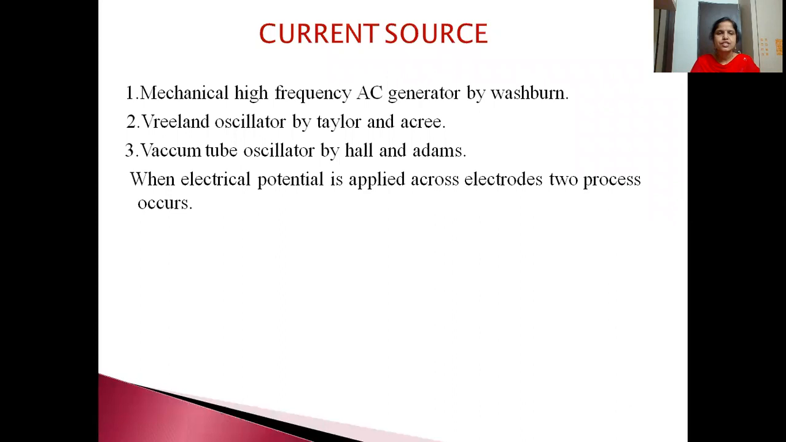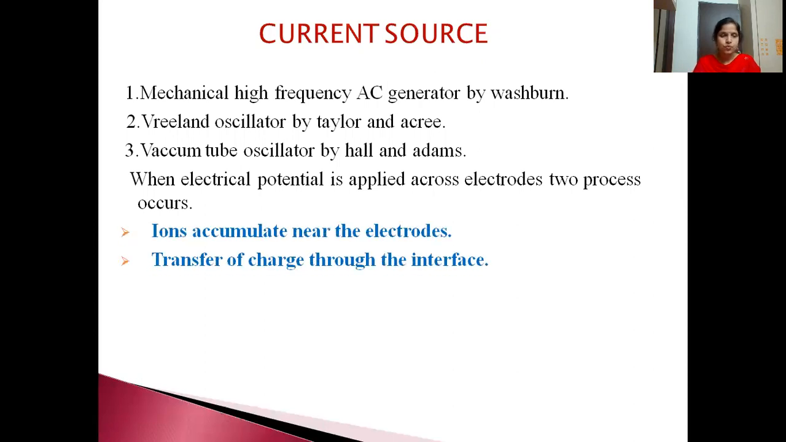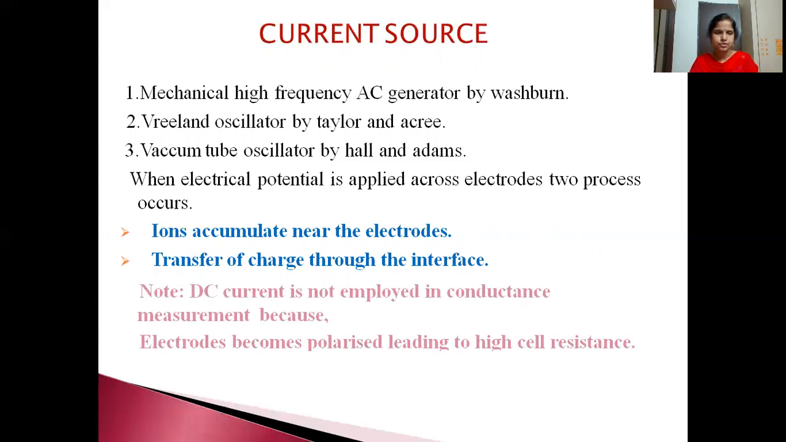When this electrical potential is applied across the electrodes, two processes occur: ions accumulate near the electrodes, and there is a transfer of charge through the interface. Once we apply the current, the electrolyte undergoes ionization, and the ions produced accumulate at the opposite electrodes. After that, there is a transfer of charge also.